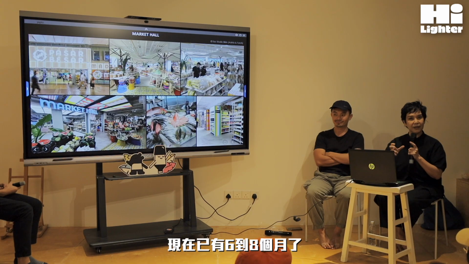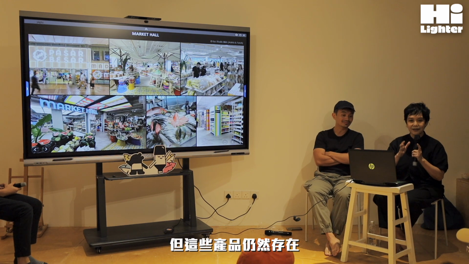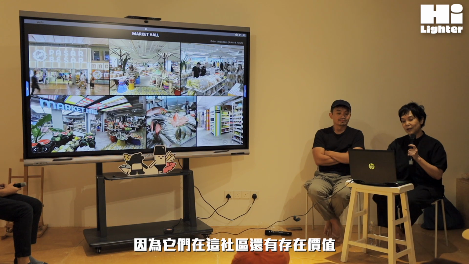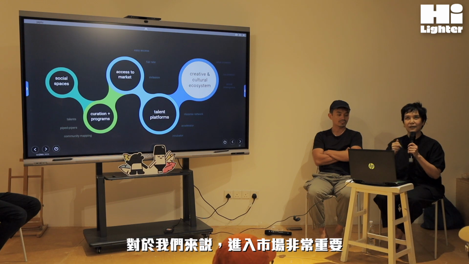I think it's 6-8 months now, so we're still pivoting what products sell, what doesn't. But there's still product they don't sell, we still want to keep them because of its authenticity and some of the community initiative behind it. So we also do food, like mini restaurants inside there, with food quality just a bit better. For us, access to market is very important.